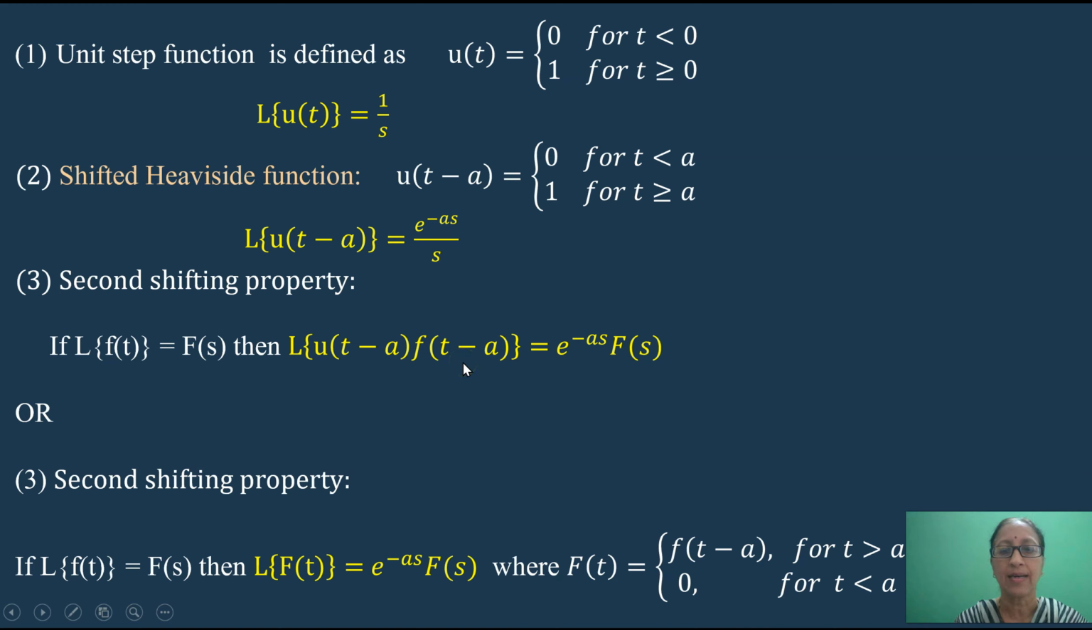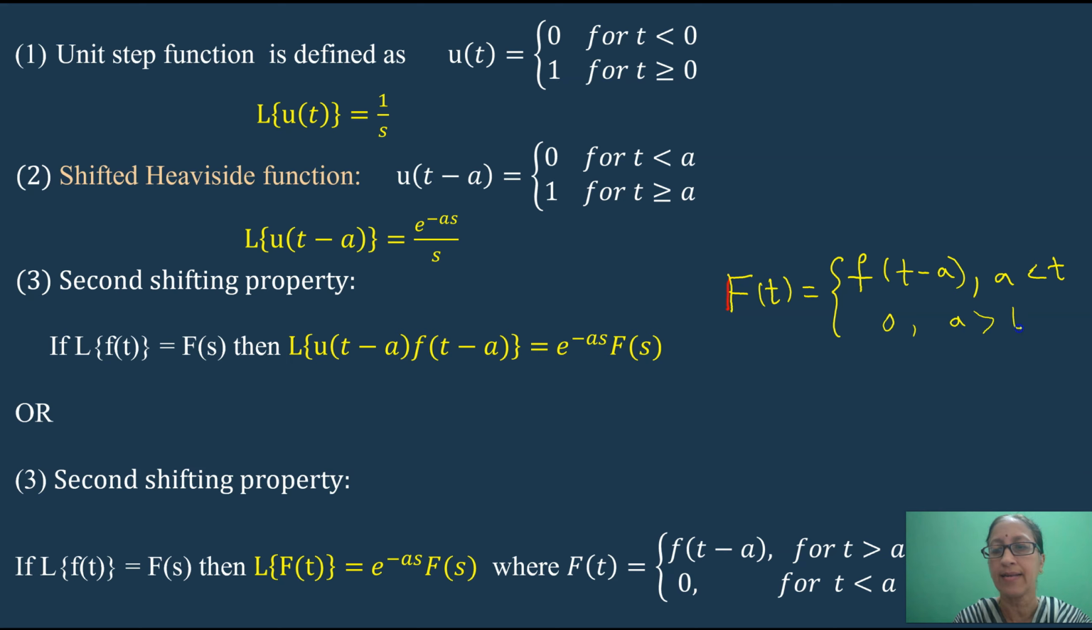How? Here capital F of t equals f of t minus a, where the limit is t greater than a. This can be written as a less than t. And here it is 0 for a greater than t, or you can keep it as it is, t less than a. Anyway, this is 0.